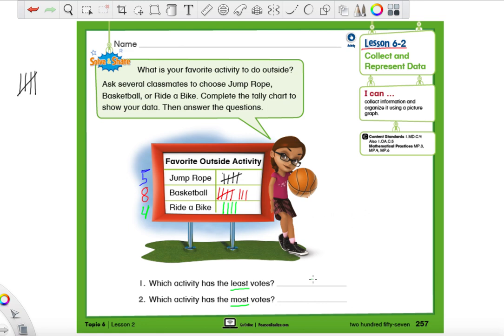All right, did you guys write one down? If you're still writing, pause the video. Take your time. But for the least number of votes, for my friends that are all ready, riding a bike. It's the smallest number here. Out of 5, 8, and 4, that one's the smallest. So we would say ride a bike.